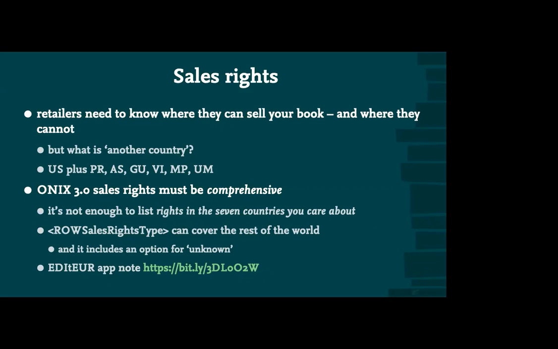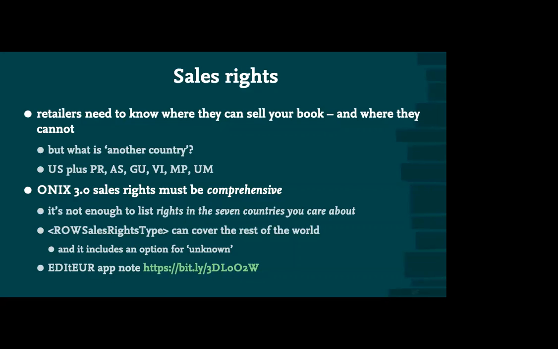You also need to be very clear. What exactly do you mean when you say your title is available for sale in the domestic market? Do you mean the USA, just the 50 states? Or do you also mean the overseas territories of the US? Puerto Rico, American Samoa, Guam, the American Virgin Islands, and the other ones. All of these have their own codes, so need to be included in either the for sale list or the not for sale list.